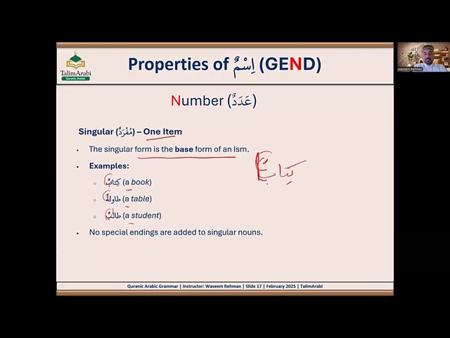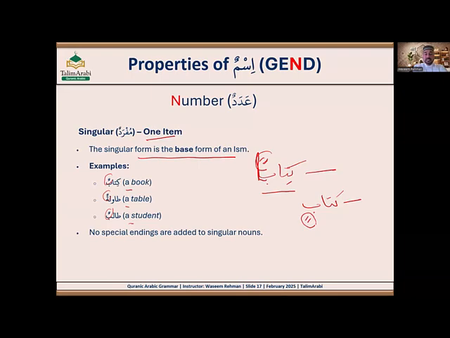But this fatha tanween means it's in a different status, a different hal. It's in nasb hal right now, but the translation would still be a book. And if you have kitabin, same thing. It has a tanween at the end, so again a book, but now it's in jar status. Its hal is changed, but its number is not changed. It's still singular or mufrad. So kitabun, a book, tawilatun, a table, and talibun, a student.